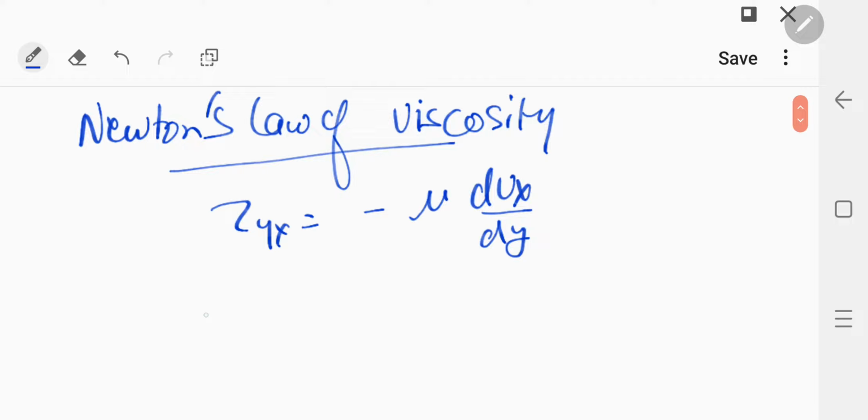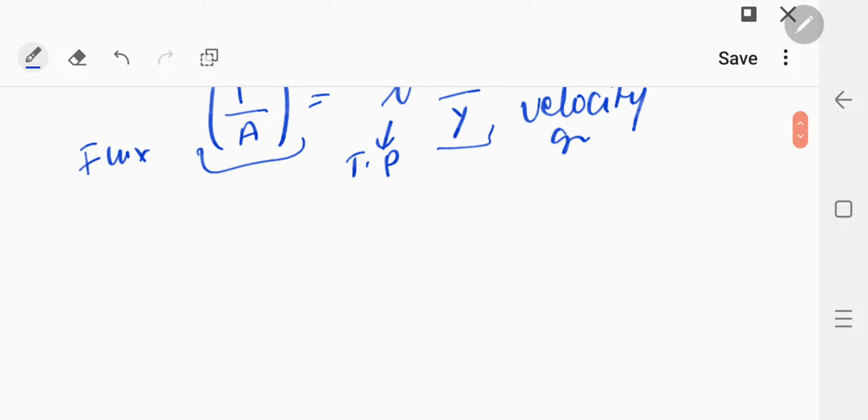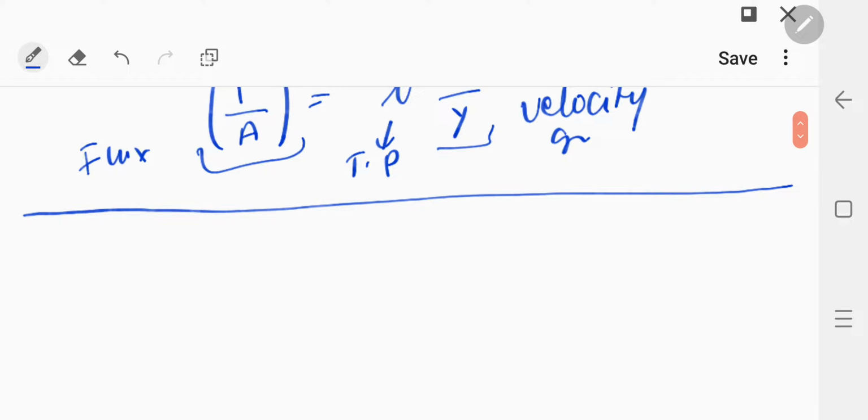At a microscopic level and at a macroscopic level, it's force per unit area is mu times velocity by y, where this is your flux, this was your velocity gradient, and this is your transport property. Then we have a second law which basically deals with the energy transport, that is your Fourier law of heat conduction.